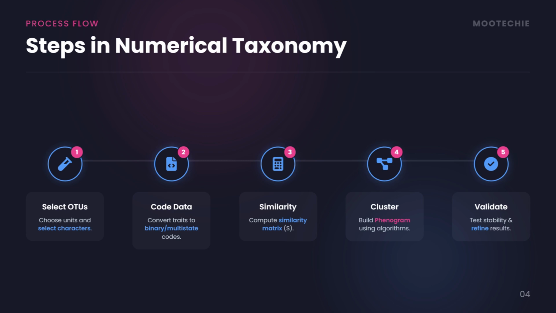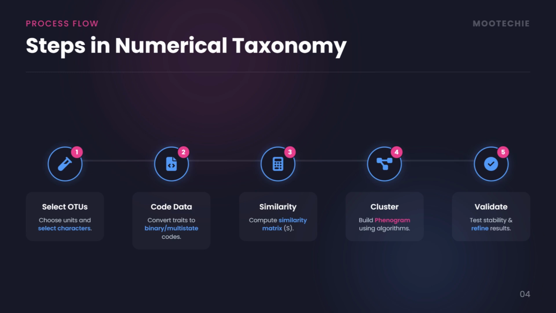Step 3. Compute a similarity matrix. Use a formula to calculate a score for how similar every pair of OTUs is based on all the coded traits. Step 4. Cluster and build phenogram. Apply an algorithm to the similarity matrix to create the branching tree diagram that shows the groups. Step 5. Validate. Test the stability of the clusters and refine the results, perhaps by using different algorithms or checking for errors. After seeing the process, let's consider why this approach is so valuable.